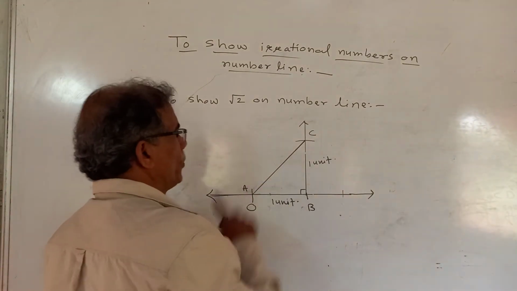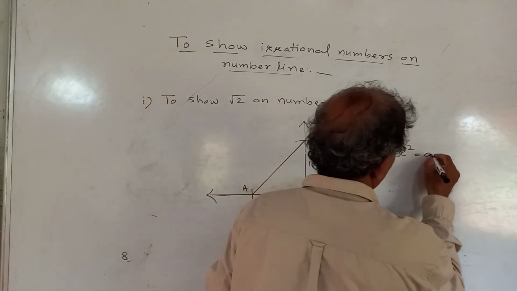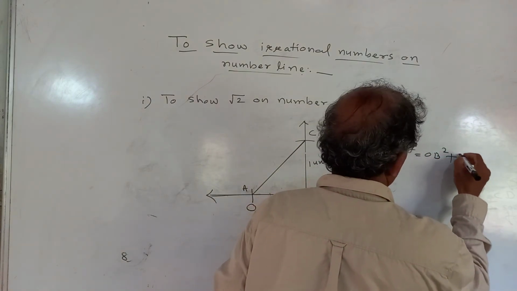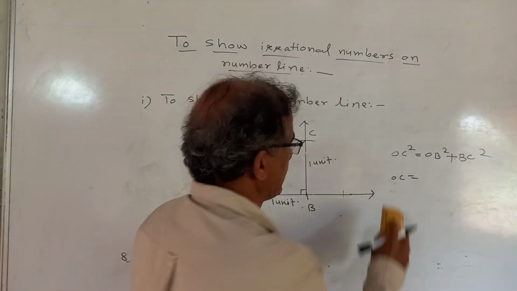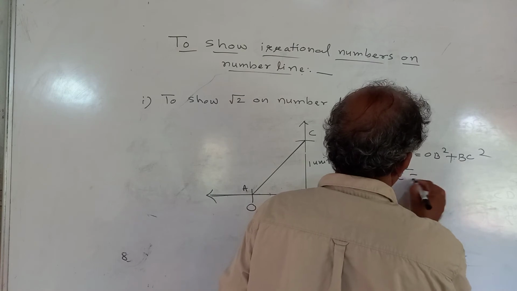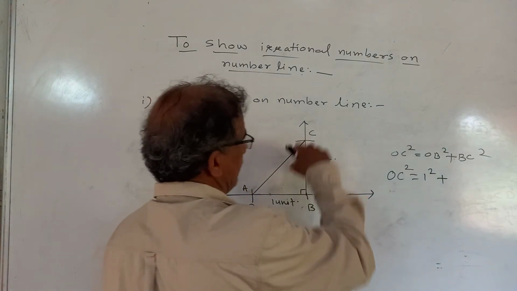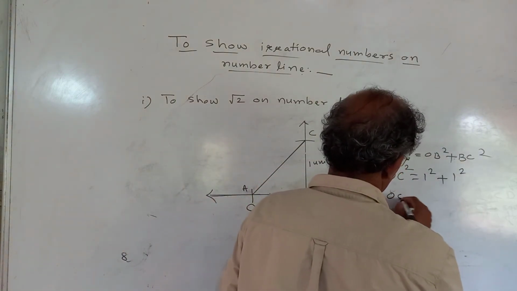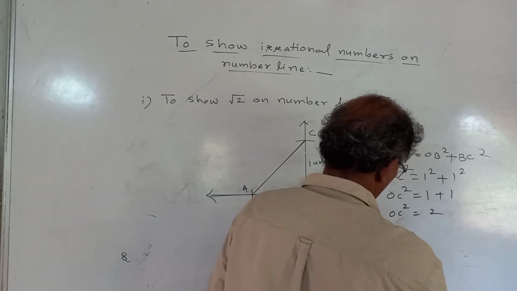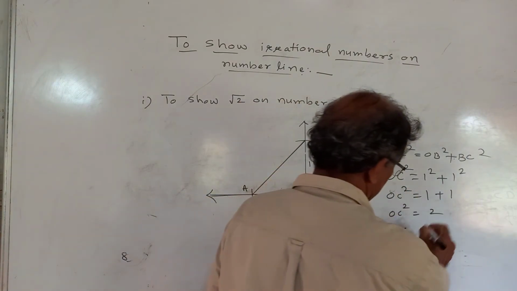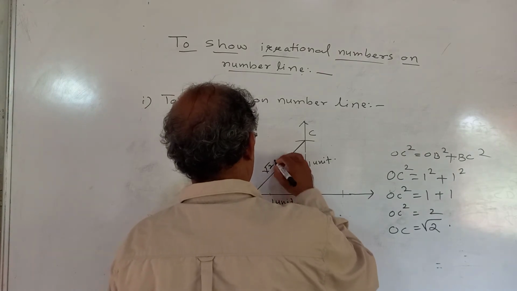So suppose we want to measure AC, what shall we write? AC square should be equal to AB square plus BC square. So AC square is equal to, AB how much? We have taken 1 unit. 1 square. Again by construction BC is also 1 square. So AC square is equal to 1 plus 1. AC square is equal to 2, or AC is equal to how much? When you remove the square, you have to apply the square root. So this distance becomes root 2.